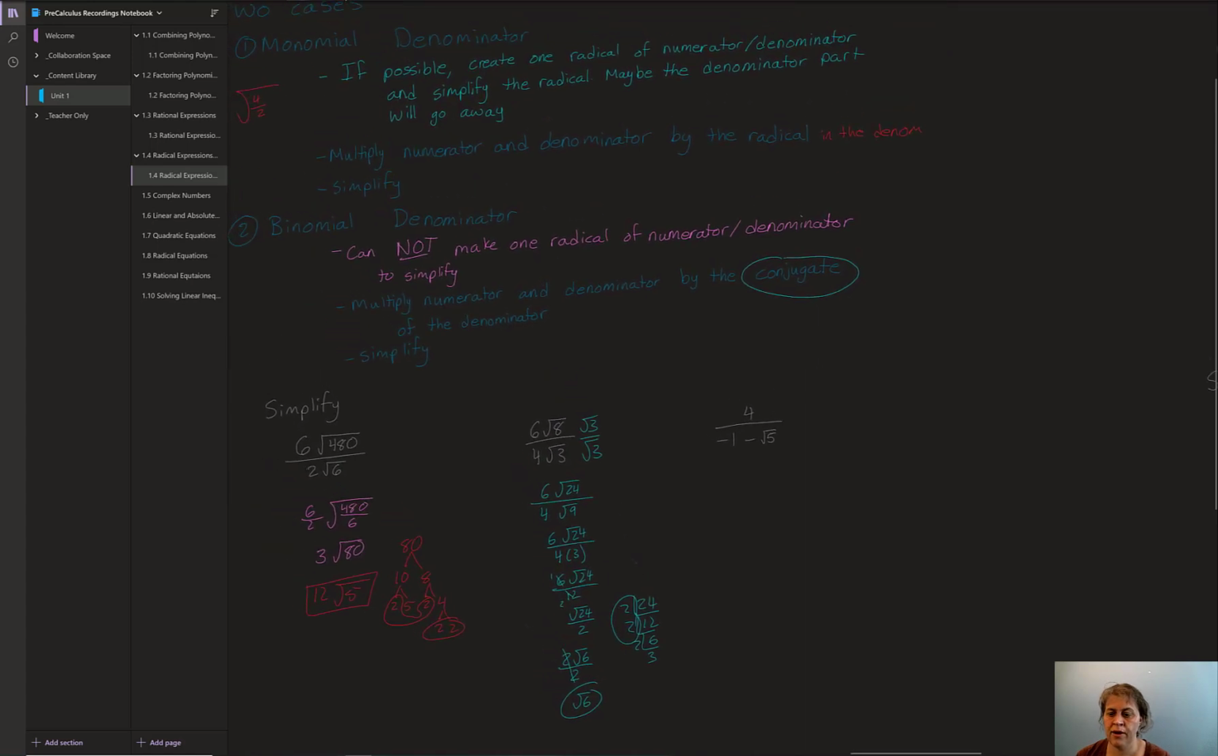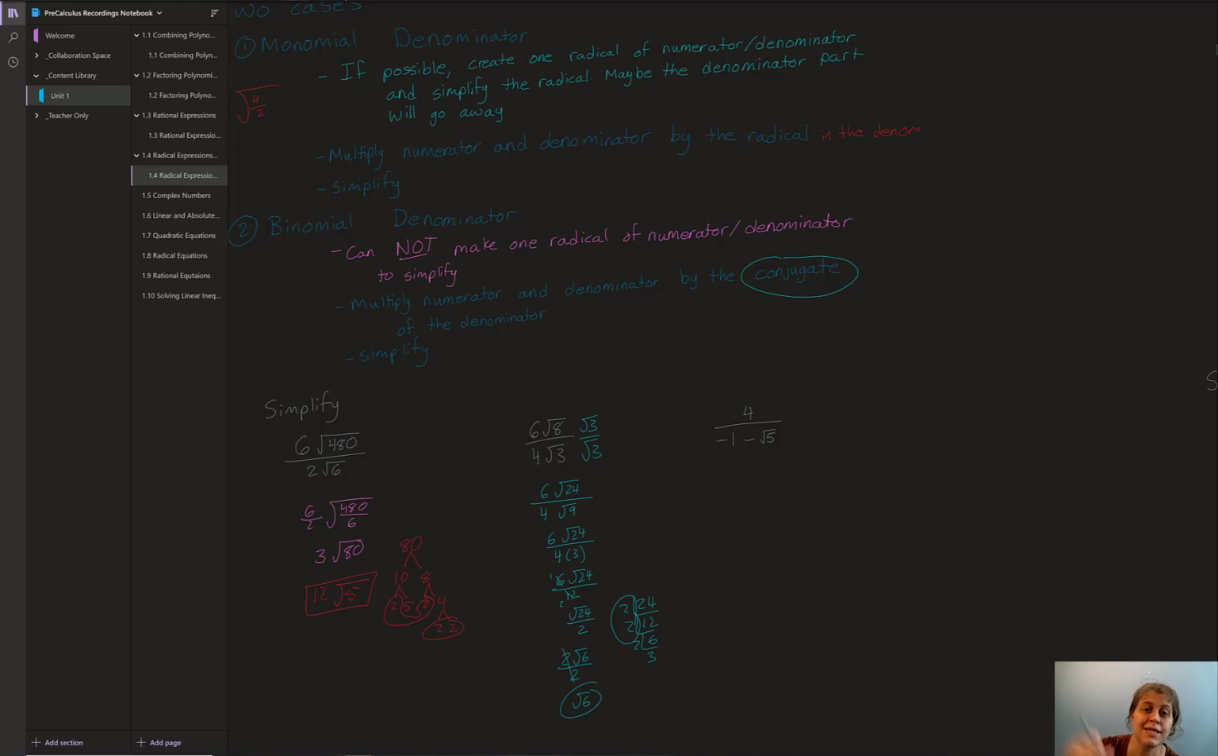Okay. Binomial denominator. New thing, new directions. You cannot make one radical out of the numerator and the denominator. If you've got a square root on the top and a square root on the bottom and there's a plus or minus on the bottom, you can't do the square root simplifiable thing that we did in the first one. That's what that pink stuff says. We're going to need to multiply the numerator and the denominator by the conjugate of the denominator.